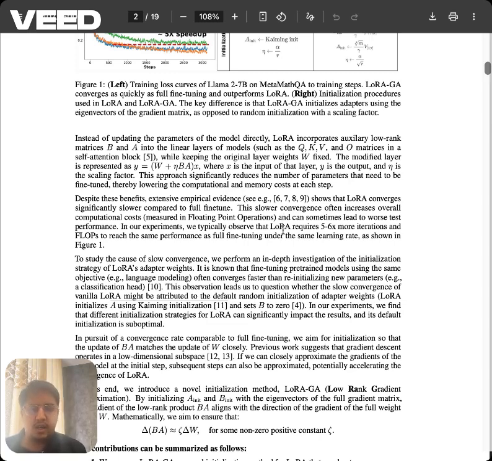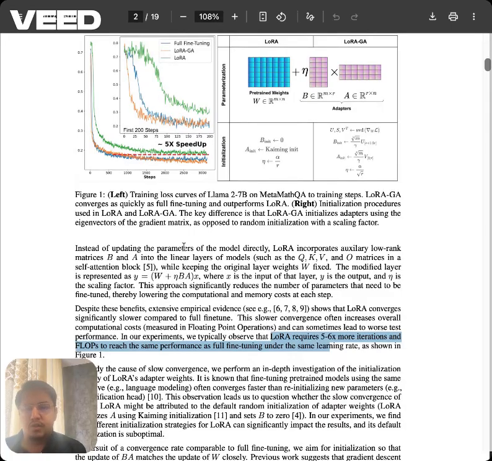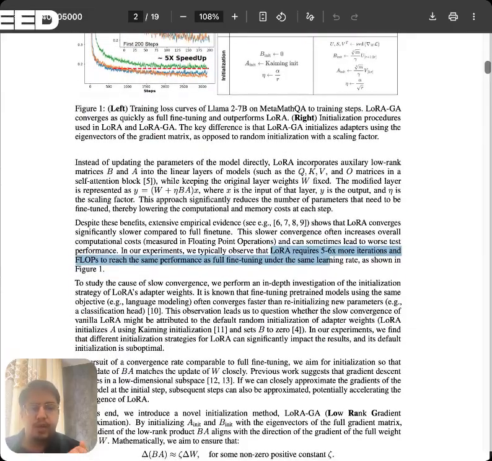Even the authors here note that LoRa required 5 to 6 times more iterations and flops for the same performance as fine tuning under the same learning rate. And they've shown this in figure 1. So I feel like that's a good indicator of what problem vanilla LoRa faces. And this is what the motivation here is from the author's end, to explain and justify the need for a different LoRa method, particularly catering to how LoRa is initialized in the first place, so that a better initialization would give you a better output on the whole.